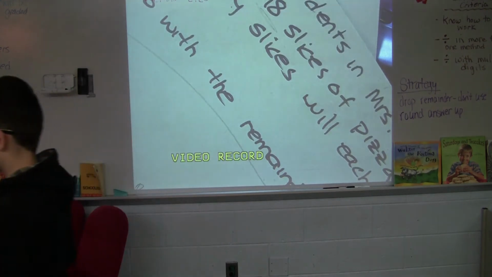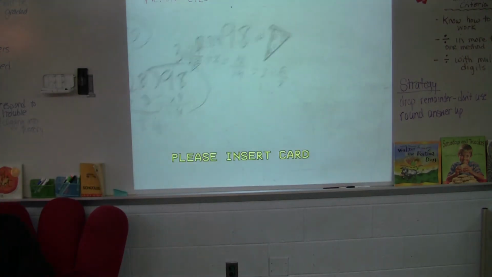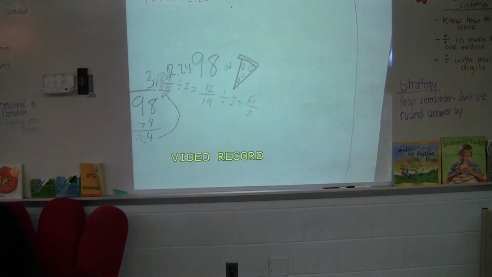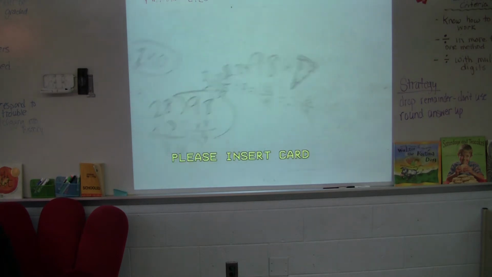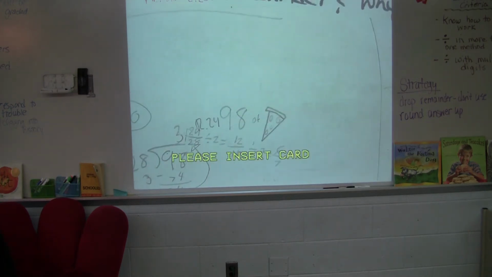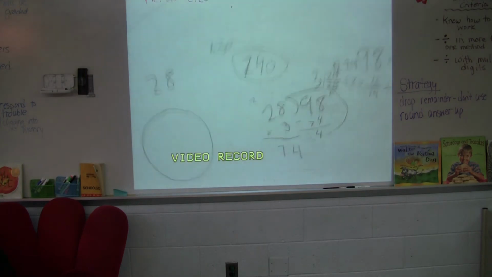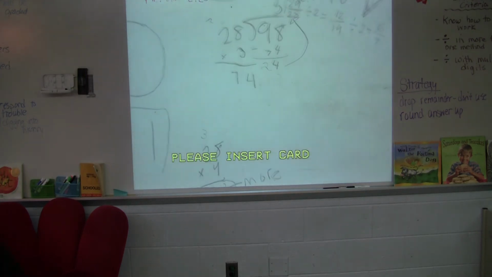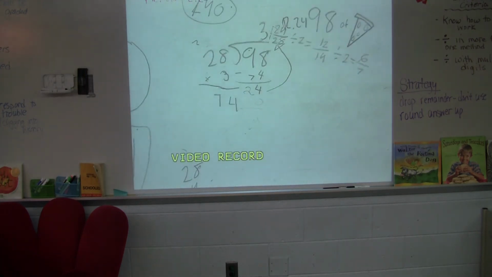Okay, you don't have to explain how you did the whole problem. What I want you to do is show them the answer and explain what I did with the remainder. So let me read the problem to you. The 28 students in Miss Colby's class will share 98 slices of pizza equally. How many slices will each student get? Go for it.